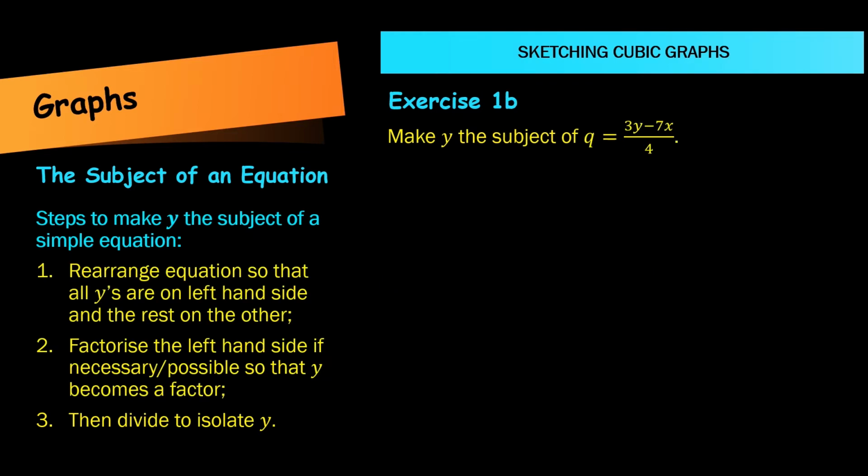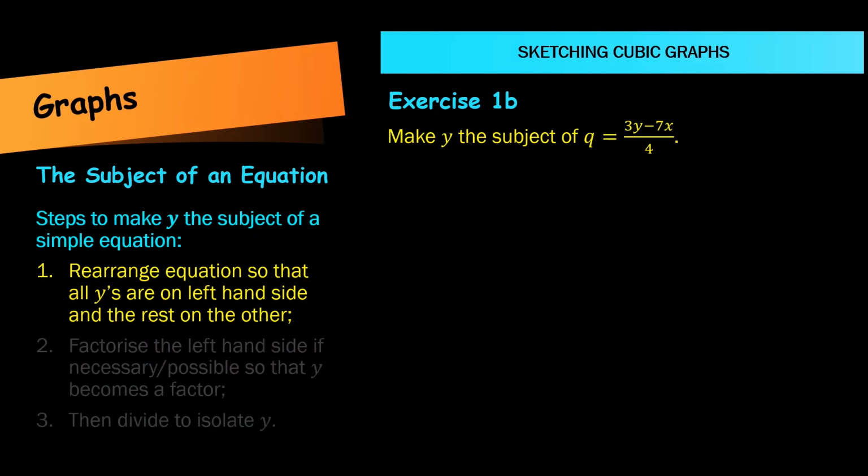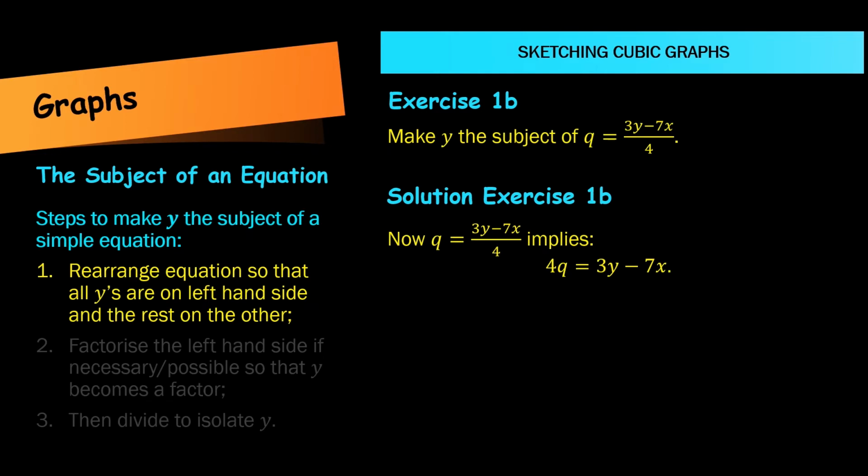And now for part B. We're required to make y the subject of q equals 3y minus 7x all over 4. So let's solve this. We're going to begin by rearranging the equation so that all the y's are on the left-hand side and the rest are on the other. So the first step we're going to take is getting rid of that fraction. So we multiply by 4 on both sides, as shown, to give us 4q equals 3y minus 7x.